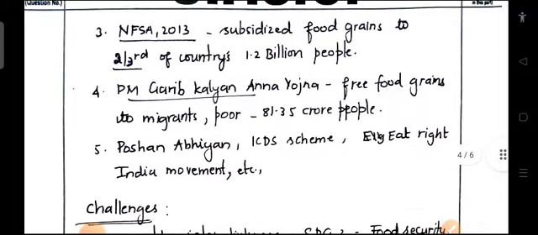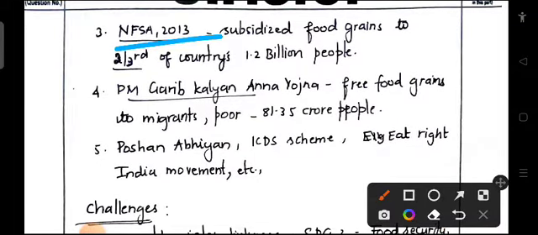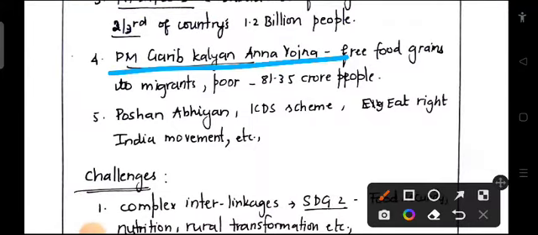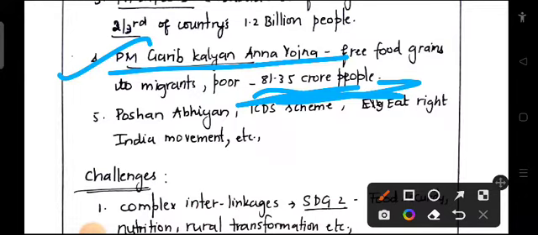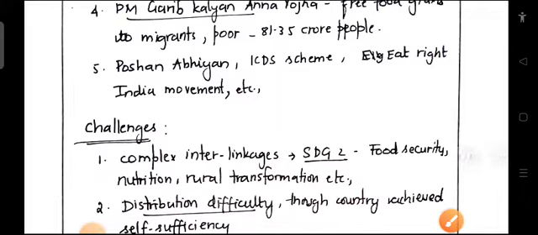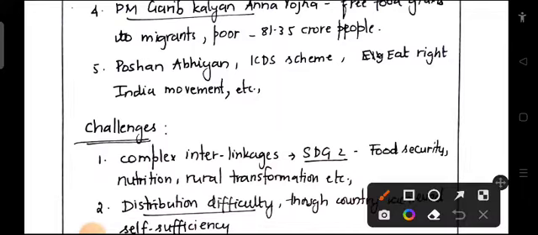And then NFSA, the National Food Security Act 2013. It provides subsidized food grain to two-thirds of the country's 1.2 billion people. And then PM Garib Kalyan Anna Yojana, free food grains to migrants, and it covers almost all poor people. That is 81.35 crore people are covered under this PM Garib Kalyan Yojana, especially migrants and poor people. And various other schemes have also been launched by the government like Poshan Abhiyan, ICDS scheme, Eat Right India movement. These are some of the few measures taken by the government.